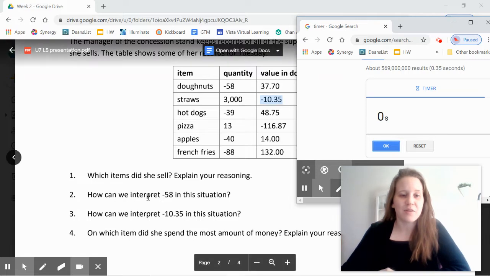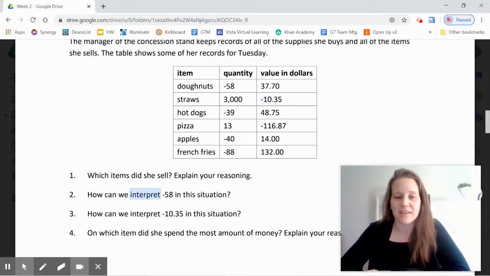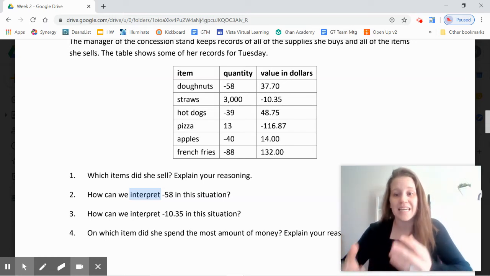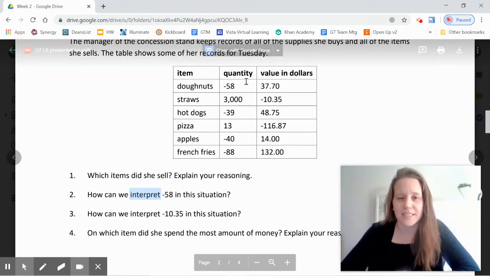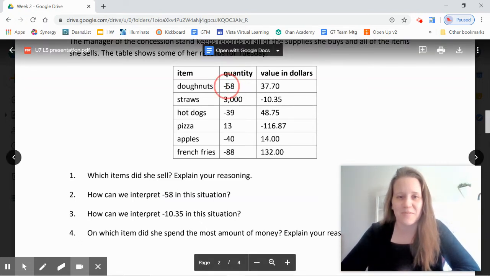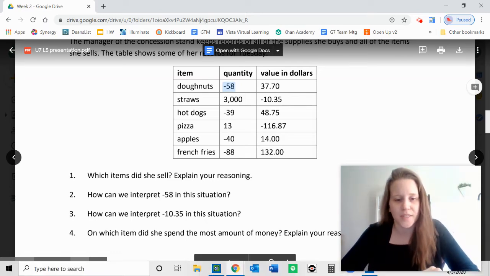Question 2 said, how can we interpret the negative 58 in this situation? Interpret is a great word. Interpret means say what that number means in the context or in the story. So in this case, and I've talked through these both a little bit to give you a preview, the negative 58 is here. That is the quantity of specifically the donuts. But we can push that even further.